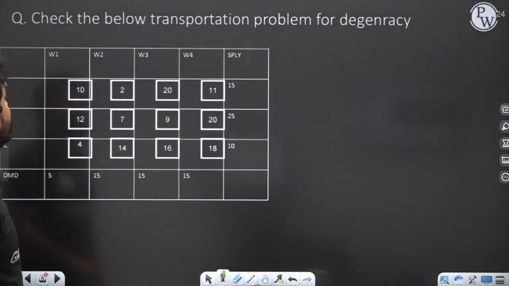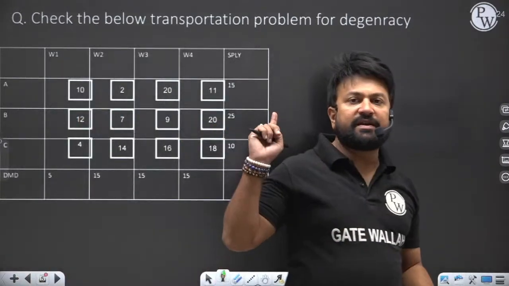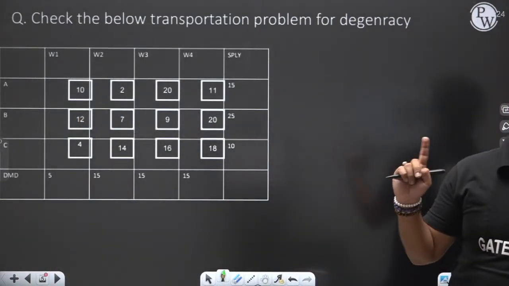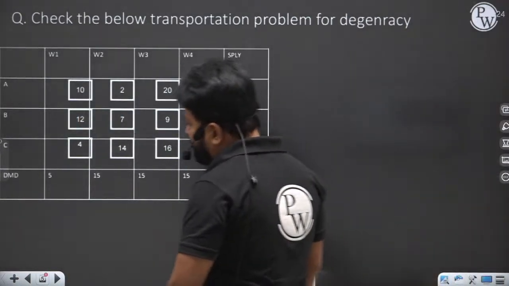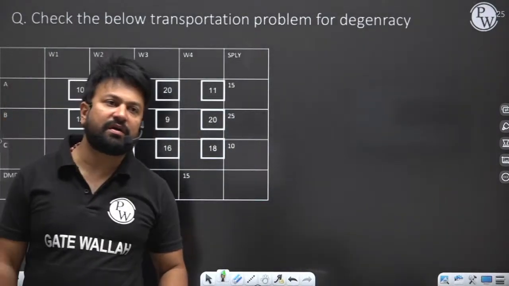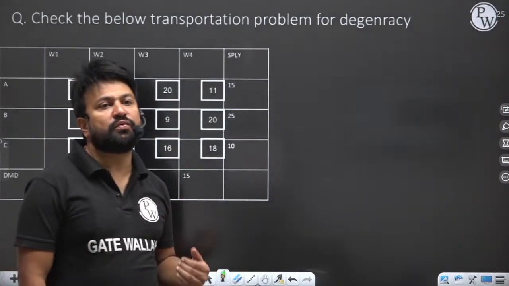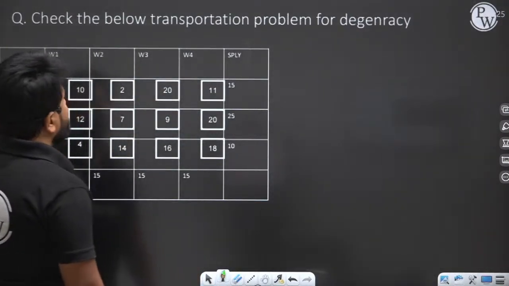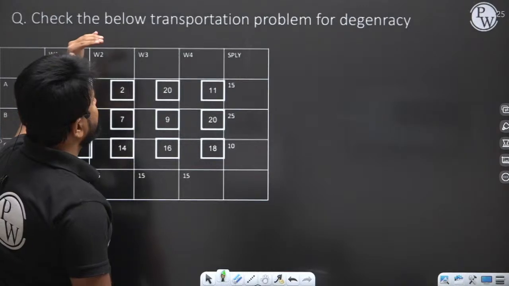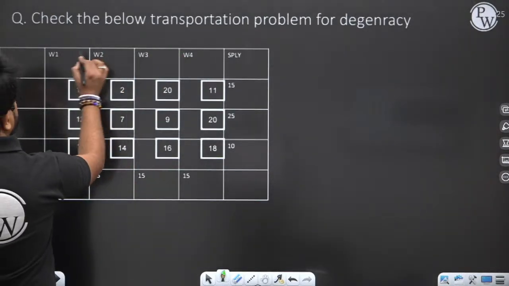Now next move to this question. Check the below transportation problem for degeneracy. You have to tell me whether this table has degeneracy or not. And to remove the degeneracy, what can we do, right? Okay. Check the below transportation problem for degeneracy. If degeneracy is there, basically this is what?